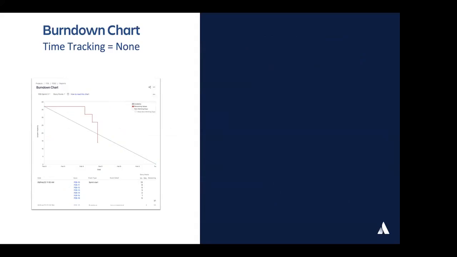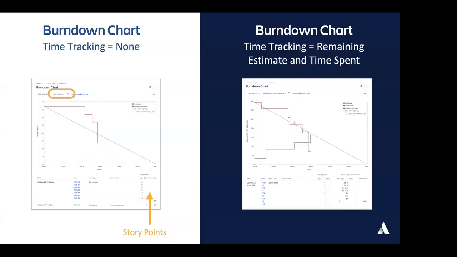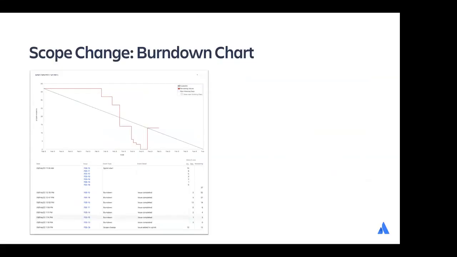On the burn down chart, if your time tracking is set to none, then you see the burn down in terms of story points. But if you've chosen time tracking set to remaining estimate and time spent, then your burn down can be seen in terms of the number of hours that have been estimated at the start of the sprint and logged during the sprint. So we're showing you all these caveats of how that difference in time tracking shows up on your reports. And then scope changes look like this during the burn down chart.